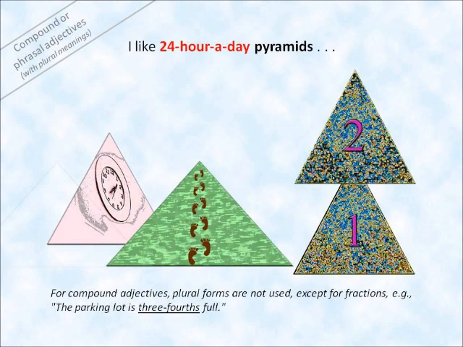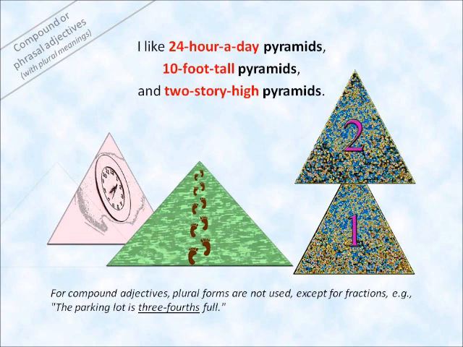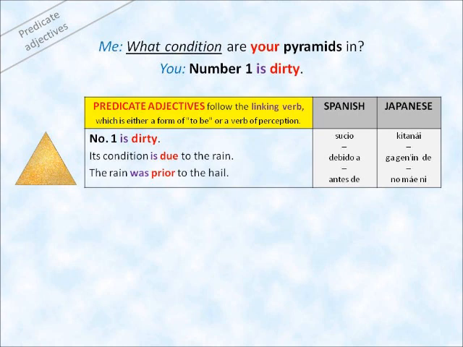I like 24-hour-a-day pyramids, 10-foot-tall pyramids, and 2-story-high pyramids. What condition are your pyramids in? Predicate adjectives follow the linking verb, which is either a form of to be or a verb of perception.